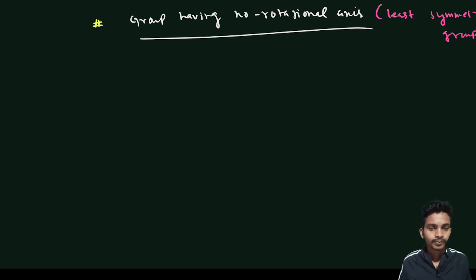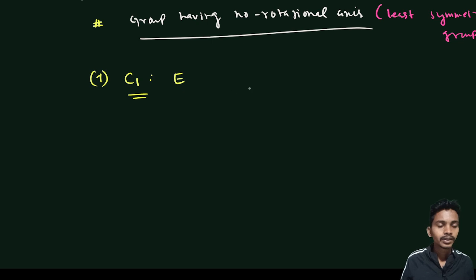So all groups follow those four rules. Okay, so the first point group. Least symmetry means a group having no rotational axis. So first we will discuss the least symmetry groups. First we will discuss C1. If I discuss C1, this has no rotational axis. A group having no rotational axis means a rotational axis is not present. It only has E. Okay, so it only has E. So what is the example we can say?